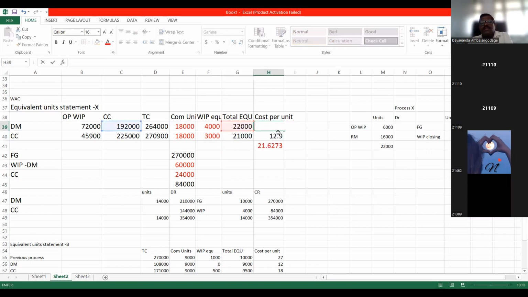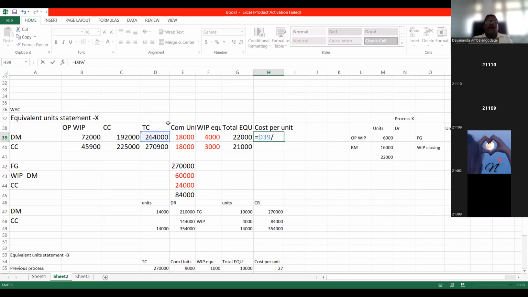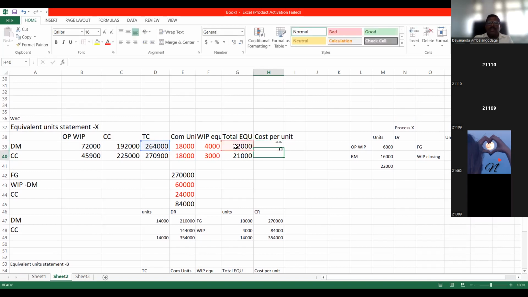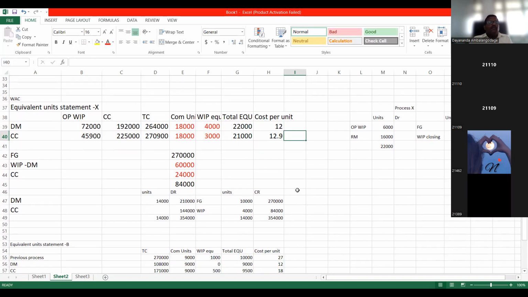So what you can do is you can now divide the total column by the respective equivalent units. This divide by 22,000. And this particular total conversion cost divide by 21,000. So you get 12.9. So that is the finished goods story. Now you can value the finished goods.